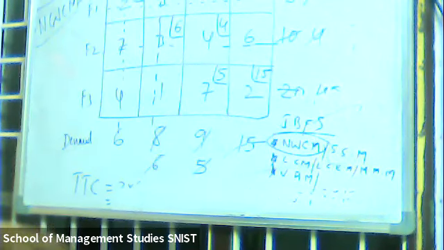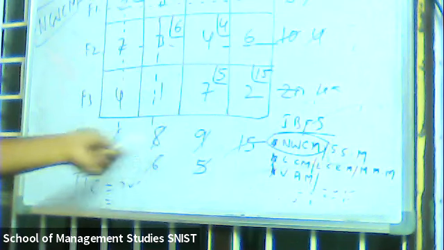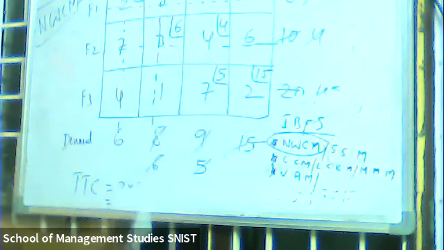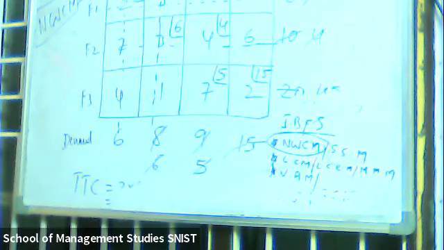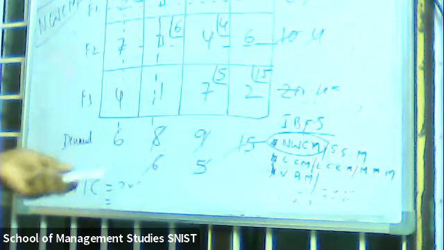Here 8, 10, 20 is 38. And 6, 8 is 14, 14 plus 9 is 23, plus 15 is 38. So it is matching. When demand and supply are matching, we directly apply the northwest corner method, the first method in the initial basic feasible solution. So how is it going to work out?